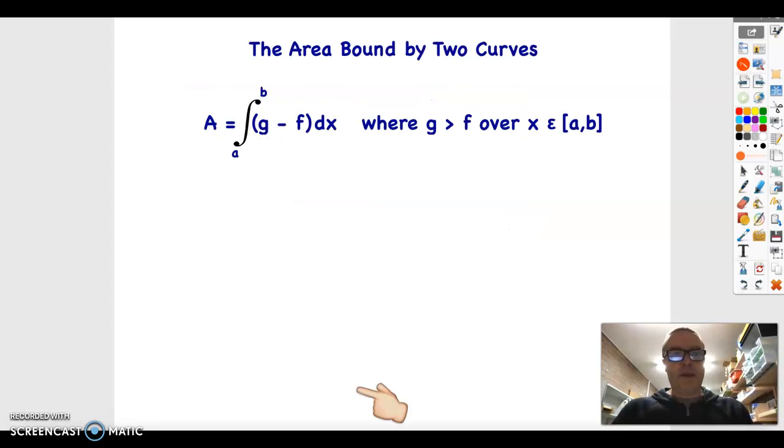First of all, looking at the area bound by two curves, here's a statement about how we calculate the area. We've got two functions g and f. They overlap, and they might overlap in between two values of x, a and b. And you can see where a and b are used in our definite integral.